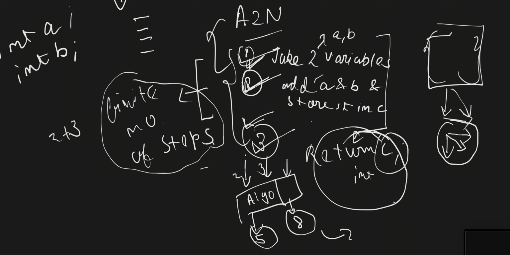This point is very important, and the next point is that it is independent of any language, as I have said in the starting also. So these are the properties, and why we have to learn algorithms: it's actually not that important, but it's always good to have the basics first.